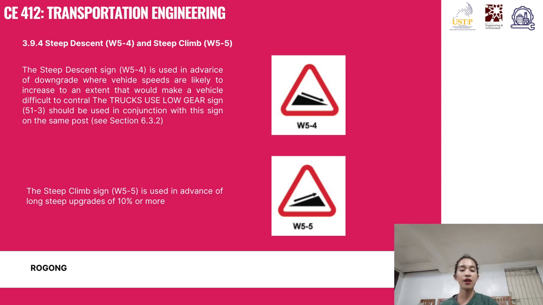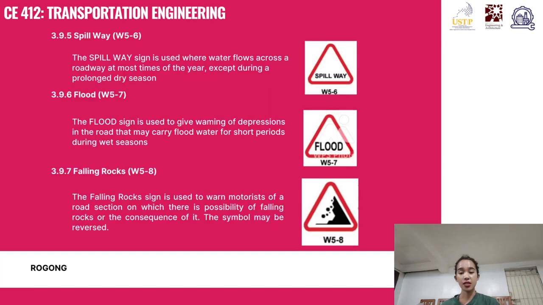Next sign, we have W5-5, steep climb. It indicates a steep uphill, and vehicles may need more power to climb. For example, in the mountain areas like Bukidnon, places that are very high and need more power to climb. That depends on your vehicle. For W5-6, we have spillway. This warns of a section where water flows over the road, especially in rainy seasons. It is mostly seen on bridges.